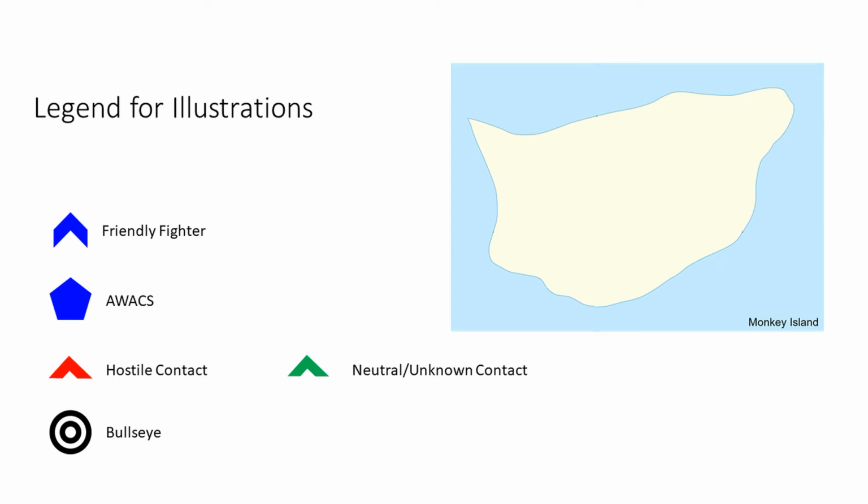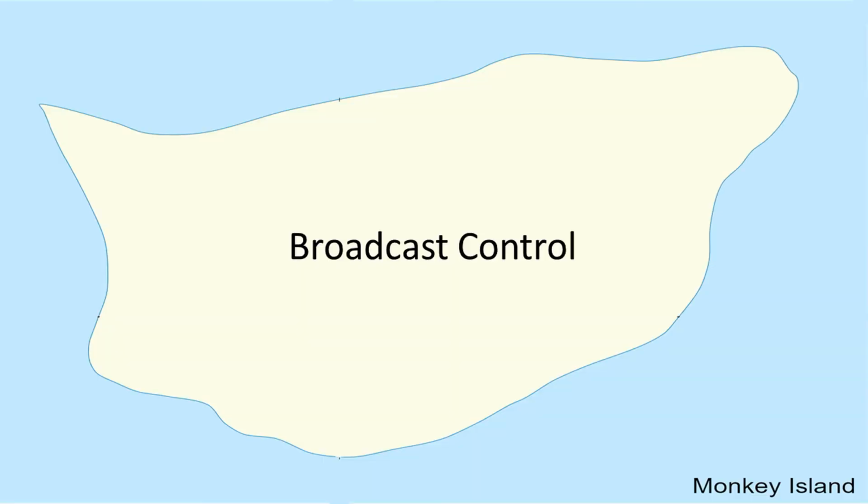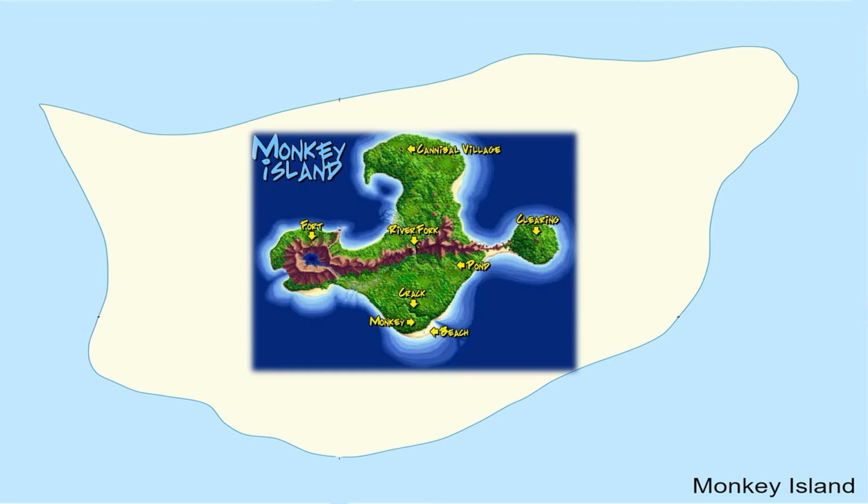So we're going to look at some visual illustrations now, and I've produced these wonderful graphics for your enjoyment. We've got a friendly fighter, an AWACS, a hostile contact, a neutral unknown contact, and a bullseye, and we're all going to be making a trip to Monkey Island. This is Monkey Island, and it is orientated with the top of the map being the north, the bottom being the south, and so on. And yes, it is actually that Monkey Island. It looks a little bit different than it used to, but there was an earthquake, and a fire, and probably a flood too. Just deal with it.